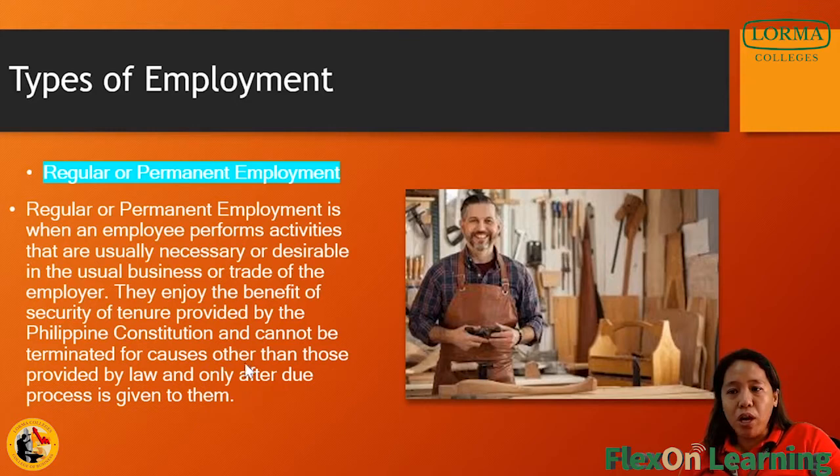Okay, and I would like you to highlight words like they enjoy the benefit of security.